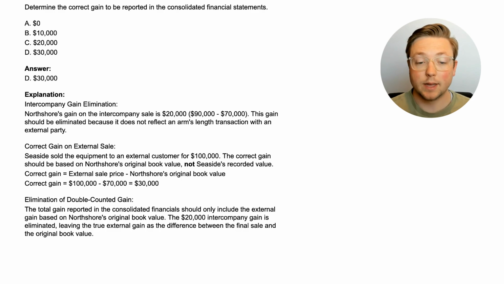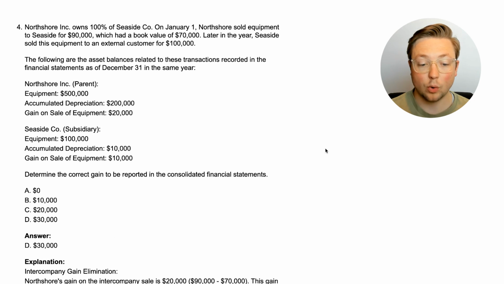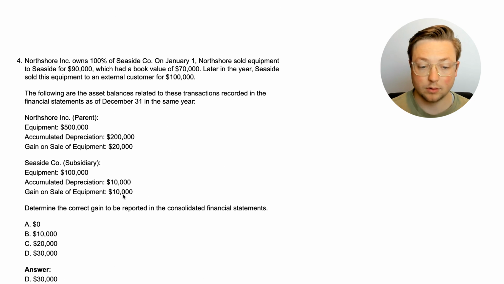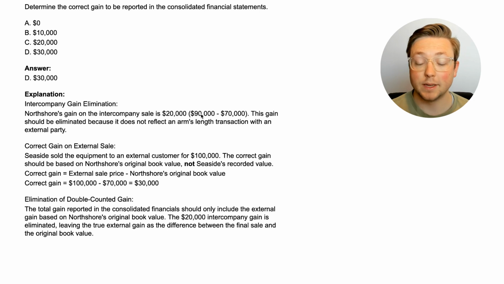Now, there is still a gain that needs to be included. And let's talk about that. Seaside sold the equipment to an external customer for $100,000. The correct gain should be based on North Shore's original book value, not Seaside's recorded value. So that should be $70,000 is the original book value, and then there's the sales price of $100,000. So that gives you a $30,000 gain. And now, if you'll remember, they recorded a $10,000 gain. So they reported their gain based off the $90,000 sales price that they had when it was intercompany, but they should have used the original book value. So in the end, it's a $30,000 gain.